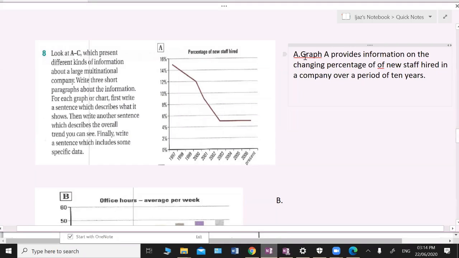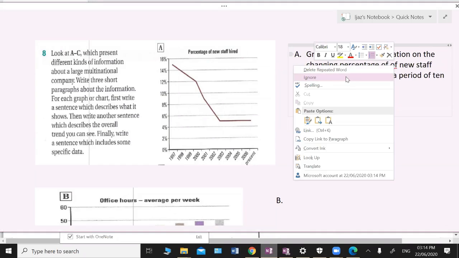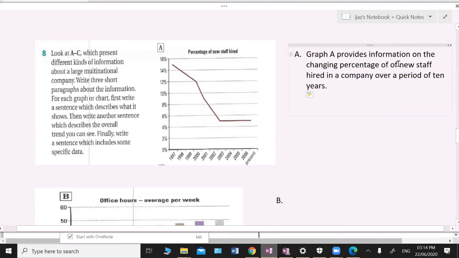In my first sentence, I must explain what this graph is about. I must explain what it says. So this graph A provides information on the changing percentage or changing trends of new staff hired in a company over a period of 10 years. So this is my basic sentence. I'm telling you what this graph is about.